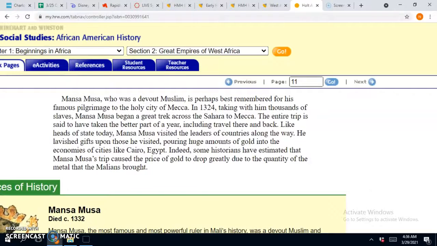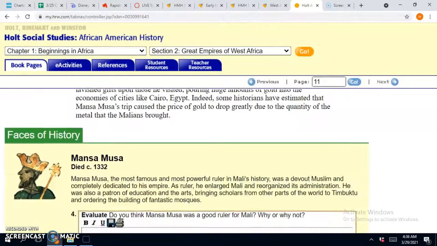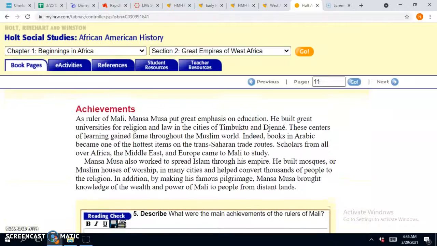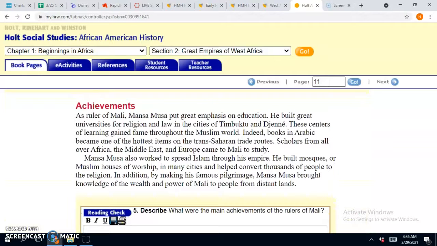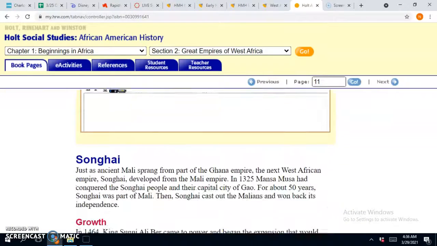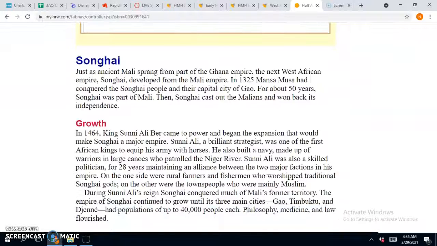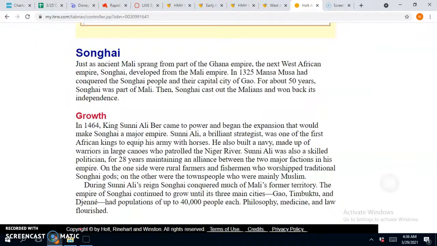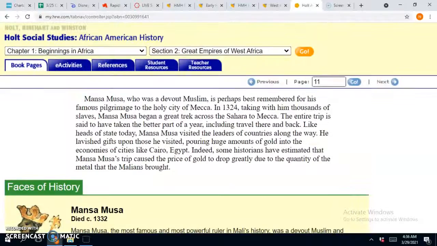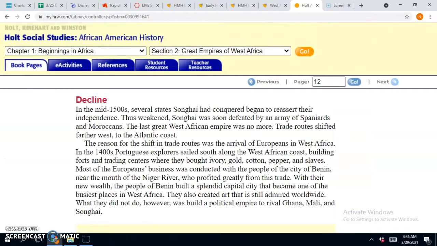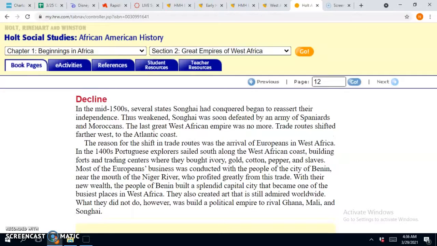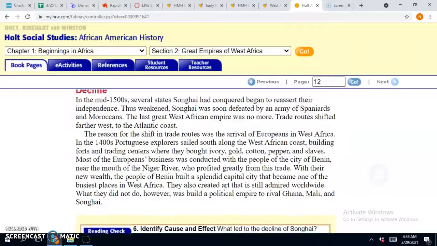So, like, you would pause your video to read more about Mansa Musa, read his achievements, read about Songhai, and see he's going to cross. Look, there's Jenne, Djenne. So you're going to see it in 2 places, which is good. I'd rather you have more access to resources than none. So here's another page that tells you how Songhai fell.